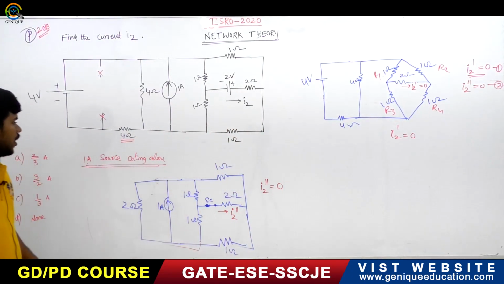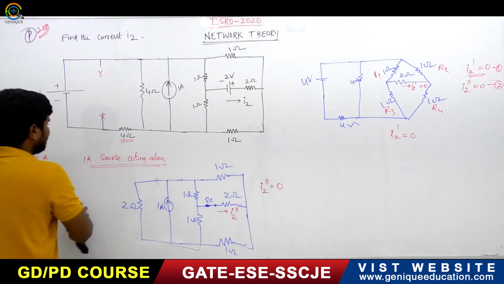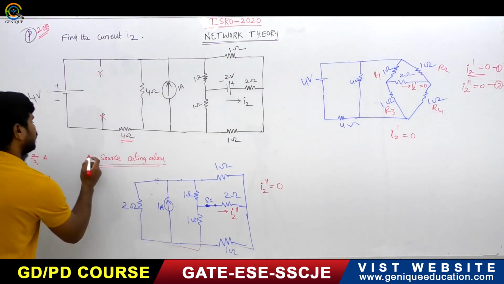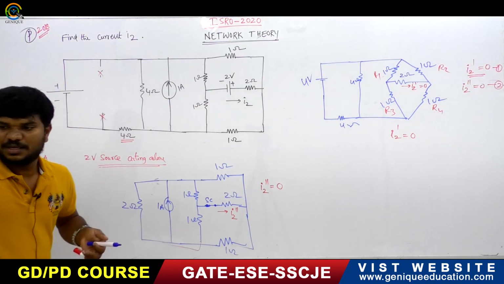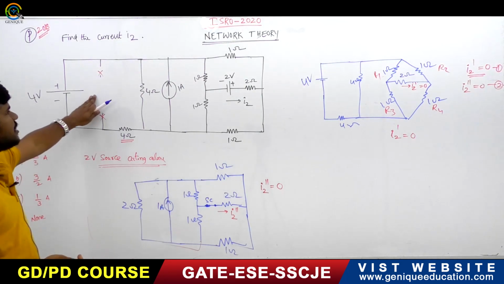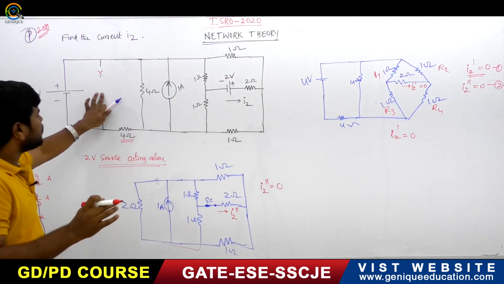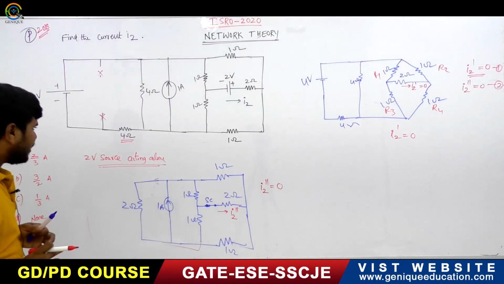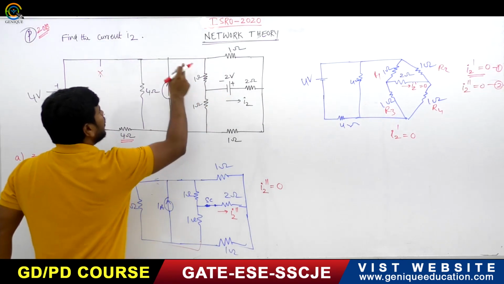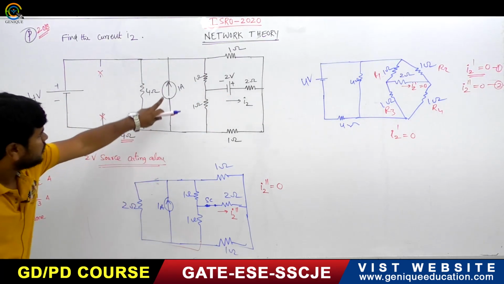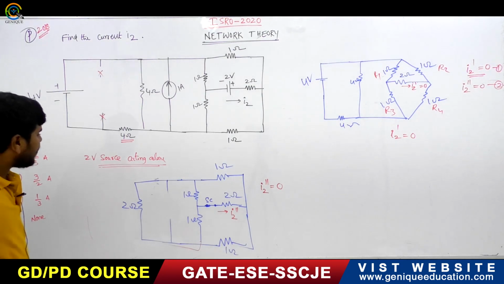Now come to the third one. What is the third one? If the 2-volt source is acting alone, what will be the circuit? This is the original circuit. Whatever source is acting, this 4 ohms will not be there. Now if the 2-volt source is acting, this 1 ampere will disappear, meaning open circuited.